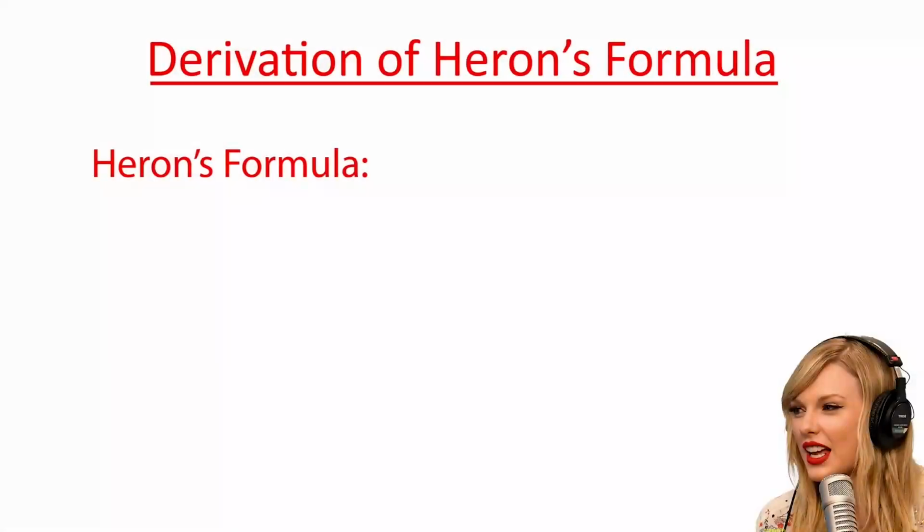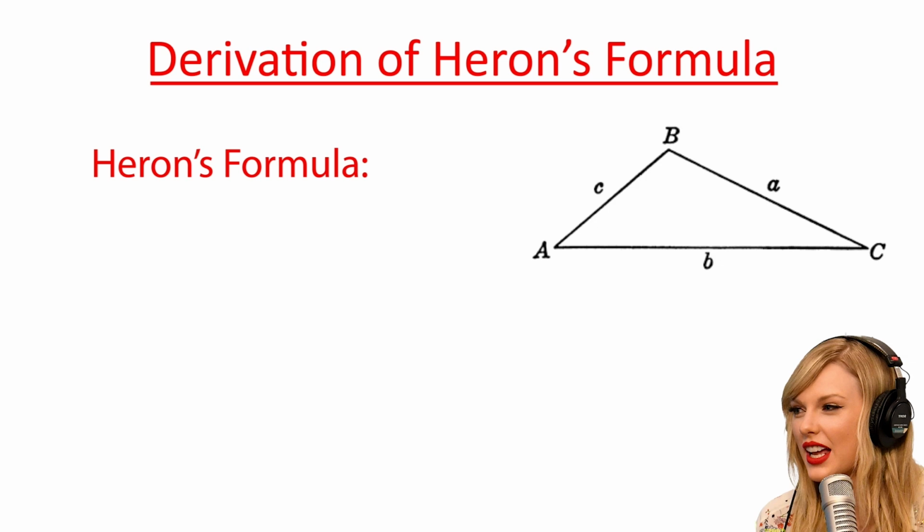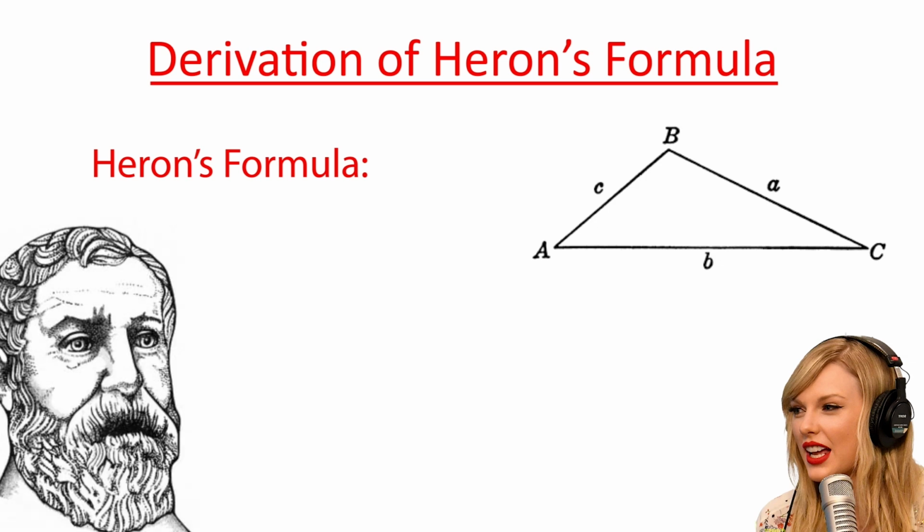Heron's formula, also known as Hero's formula, is a method for finding the area of a triangle when the lengths of its sides are known. The formula is named after Hero of Alexandria, a Greek mathematician who lived in the 1st century AD.